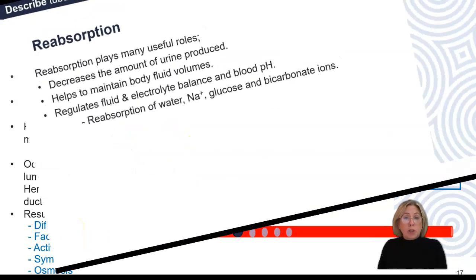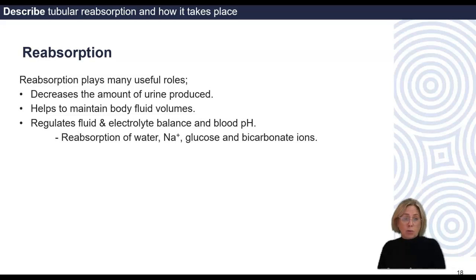And so tubular reabsorption is crucial and it plays many useful roles. Firstly, reabsorption of water from the filtrate back into the blood will decrease the amount of urine produced, and so will also help to maintain body fluid volumes. Tubular reabsorption will regulate fluid and electrolyte balance and blood pH. And of course, the regulation of acid-base balance of the blood and the electrolytes in the blood is vital for overall body functioning and homeostasis. And so tubular reabsorption involves the reabsorption of water, sodium, glucose, and bicarbonate ions and other things as well.